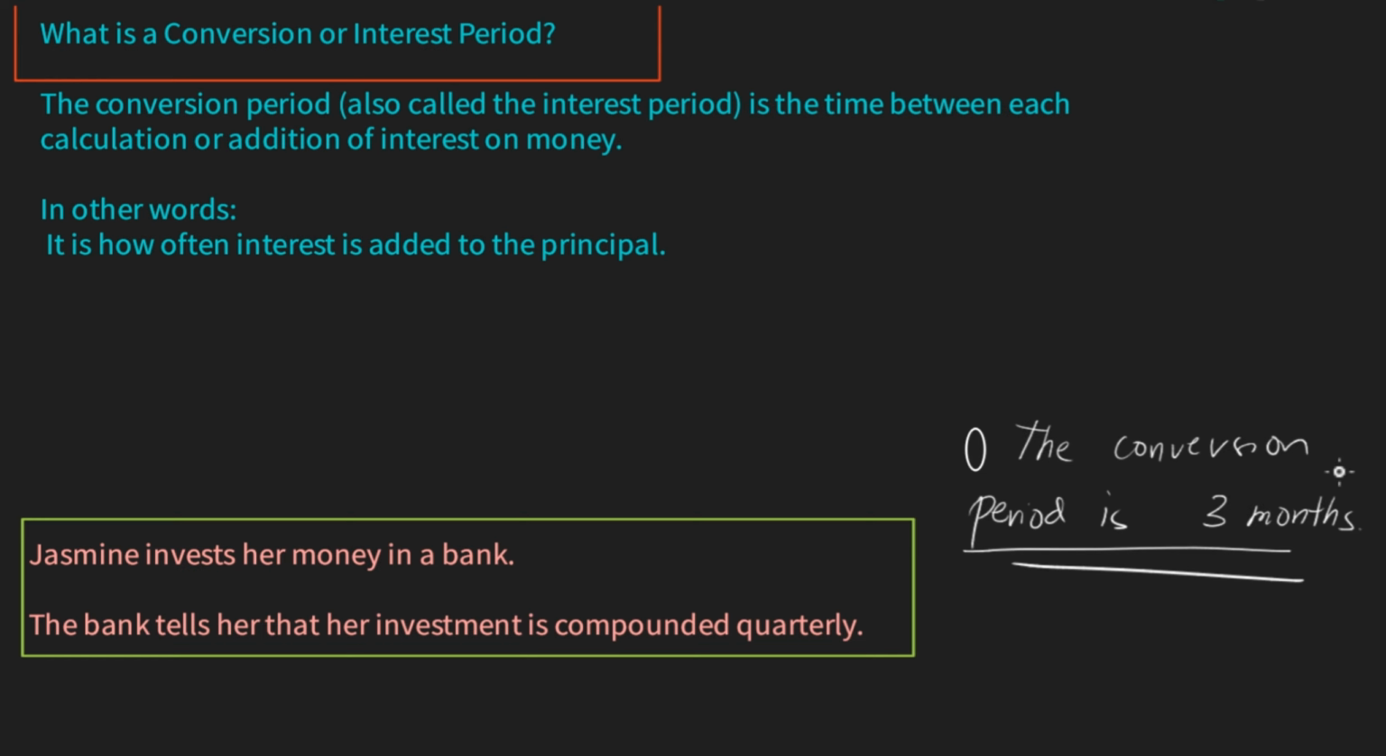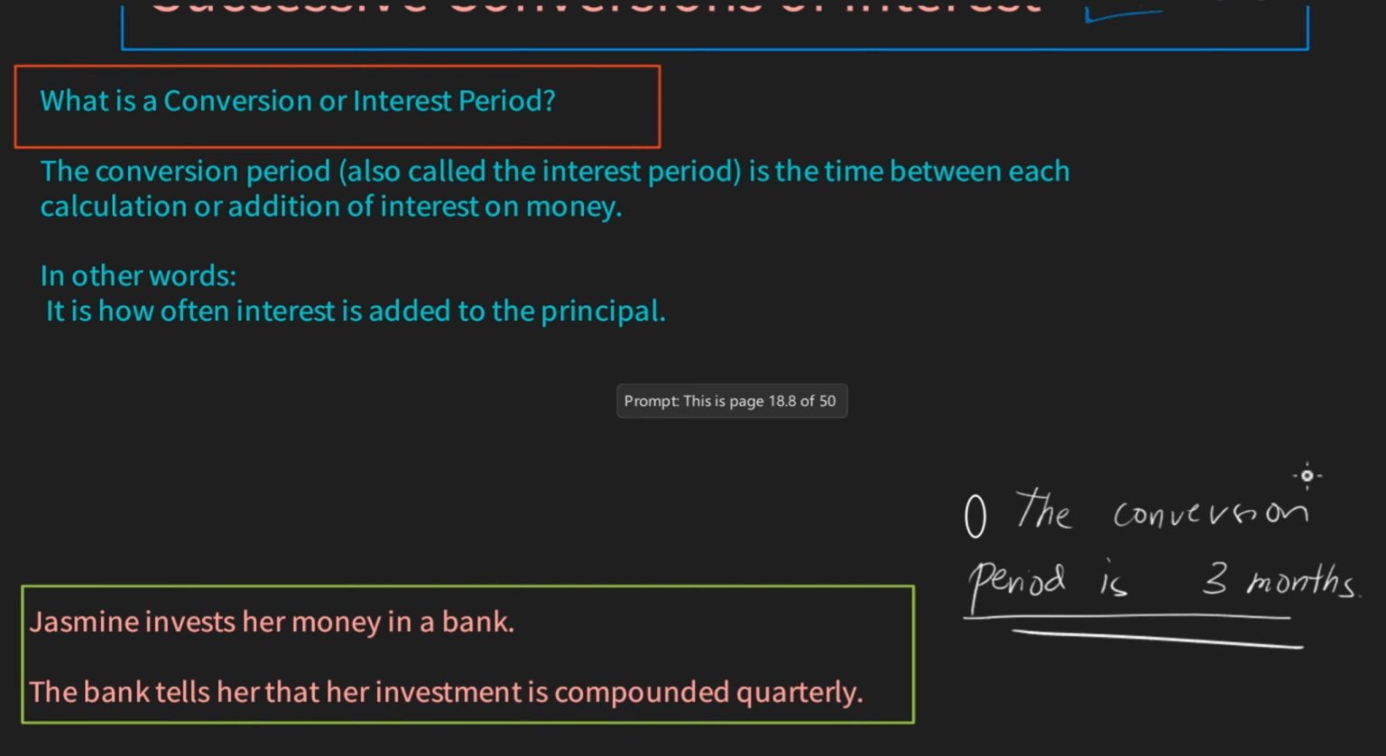Do you understand? Now let's continue. When we say conversion or interest period, it is the time between each calculation or addition of interest on money. In this example, the conversion period of Jasmine's investment will be 3 months, every 3 months. Because the bank tells her that her investment is compounded quarterly, and that is every 3 months. That is the conversion period.